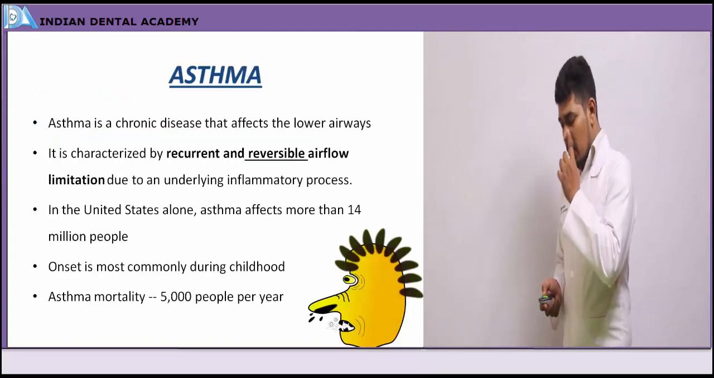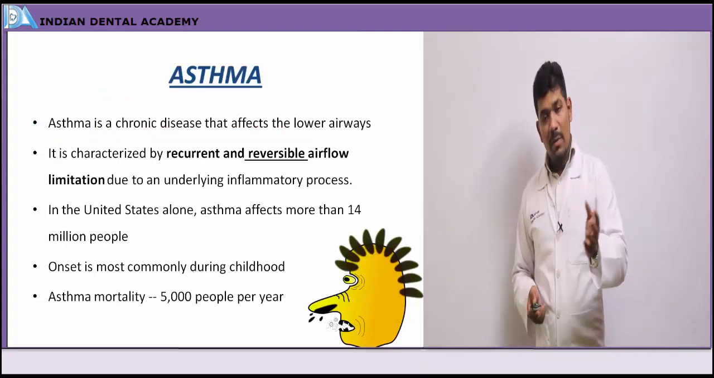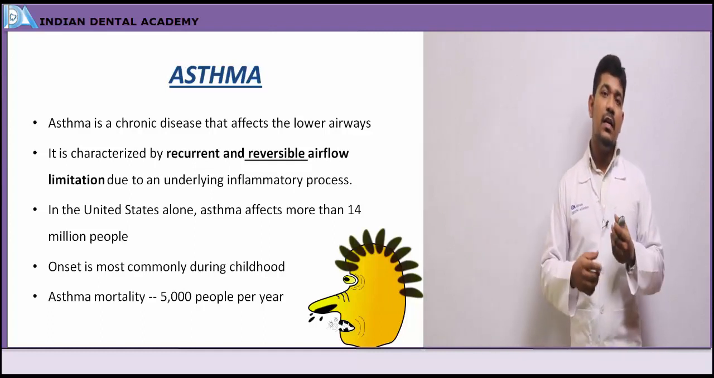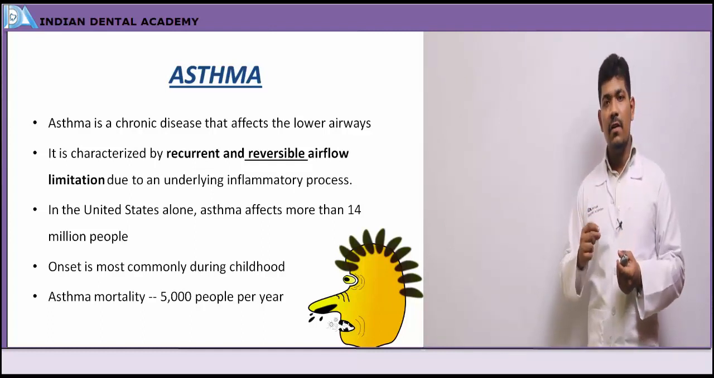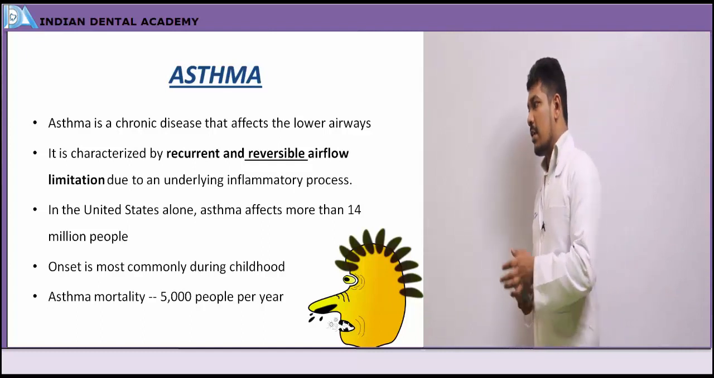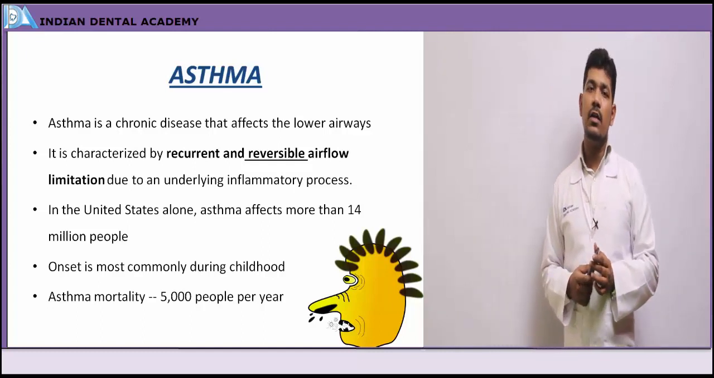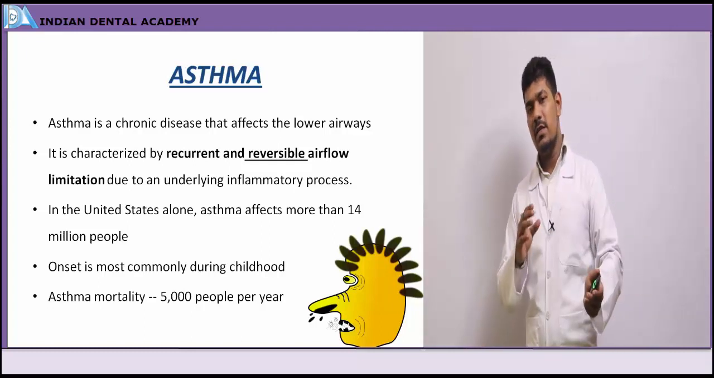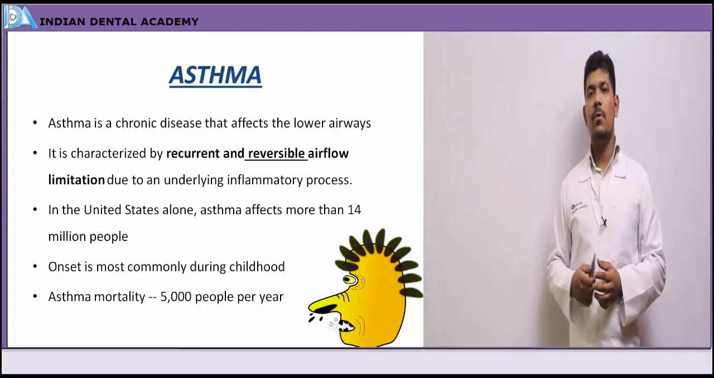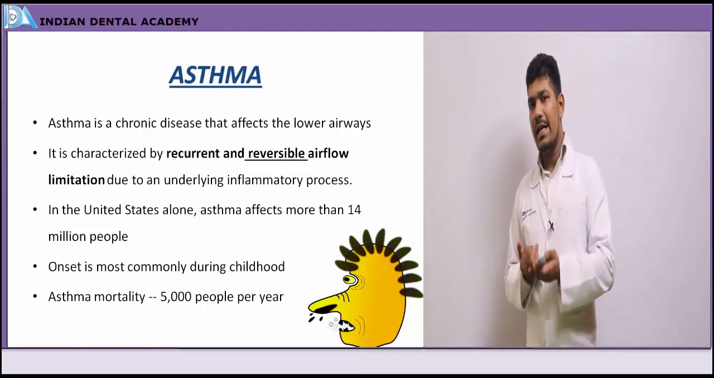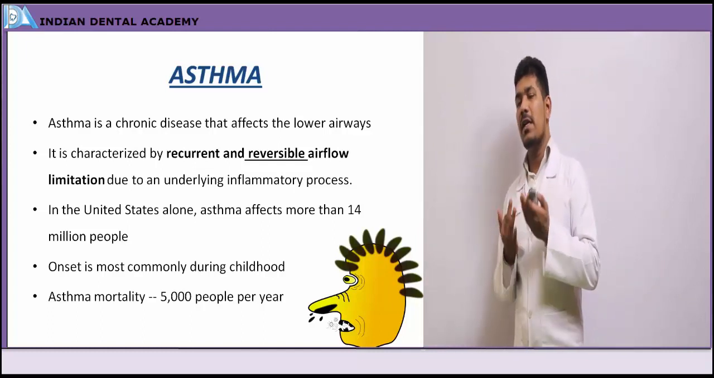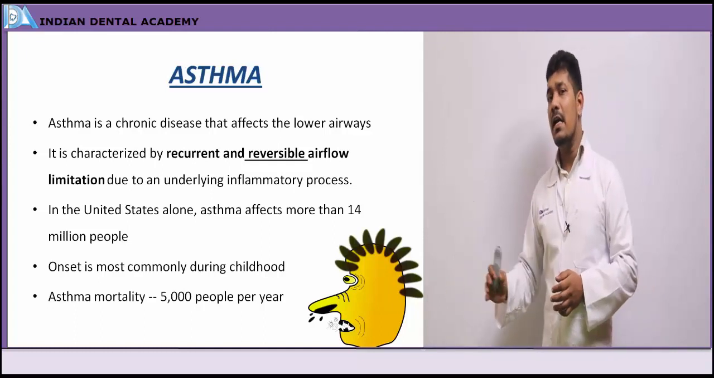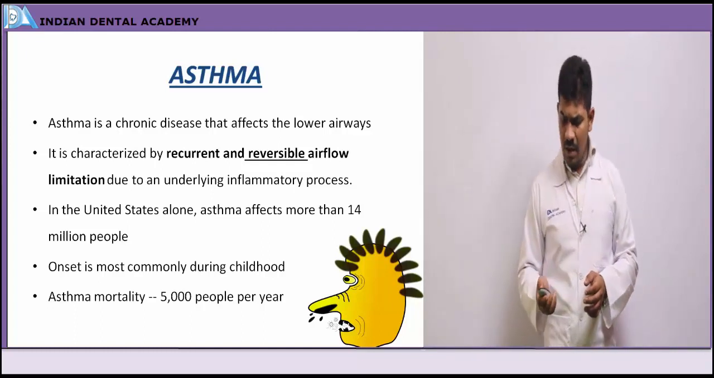Now the next most important common kind of respiratory disorder is asthma, which is characterized by repeated, recurrent, reversible airflow obstruction. The term reversible is very important in this condition because that is what differentiates it from other types of respiratory disorders. It is a recurrent and reversible airflow limitation because of an underlying inflammatory process.